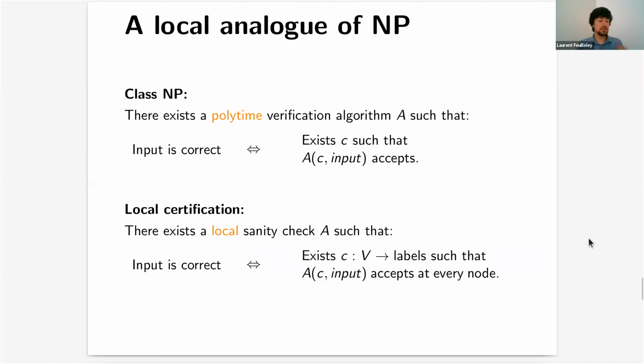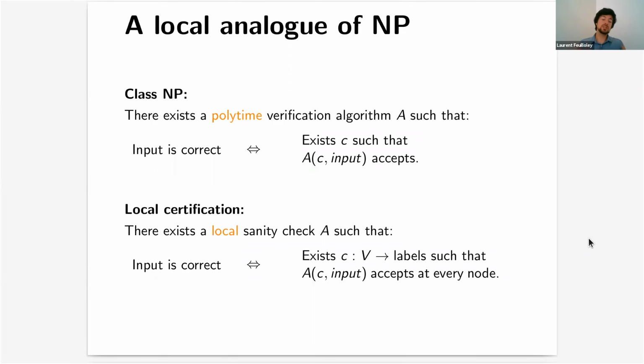Okay. And the second reason why it's interesting, and it's maybe a bit more theoretical, is that it's a kind of local analog of the complexity class NP. So let's take a look at that. The class NP can be defined with non-deterministic Turing machines, but here I will take the certificate definition. So the problem is in NP if there exists a polynomial time verification algorithm A such that for every input, the input is correct if and only if there exists a certificate C such that A, when it is given C and the input, accepts. Okay, that's the certificate definition of NP.